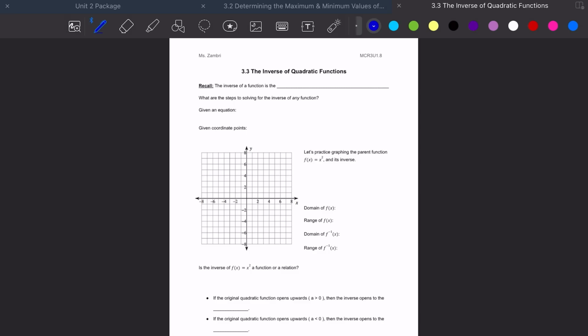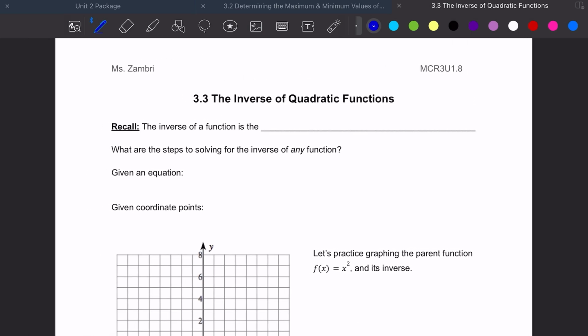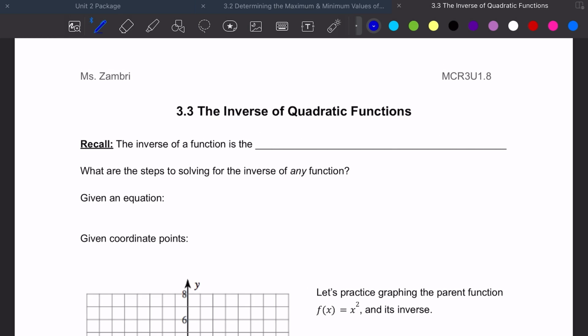Today, super baby lesson. I gave it to you. Inverse of quadratics. We've already talked about inverses, so that's why I'm keeping it short and sweet. So we're just going to practice specifically quadratic inverses. That's it. Right? So the inverse of a function is what?